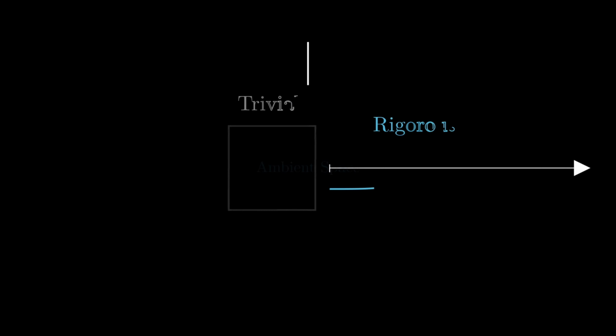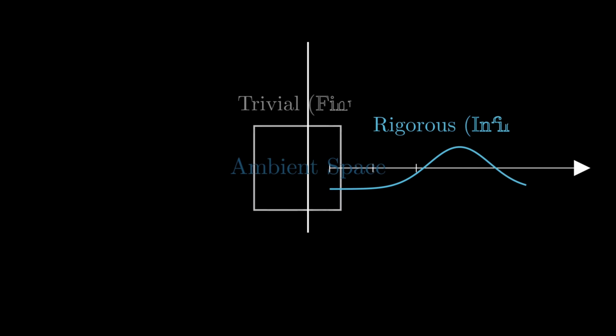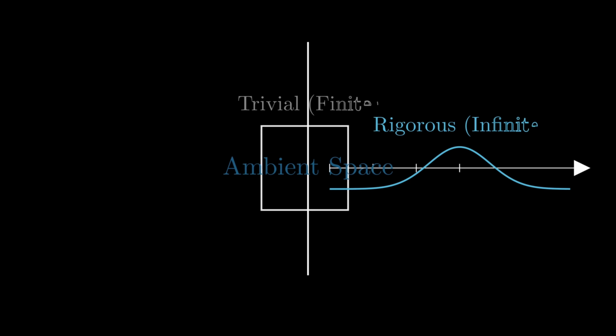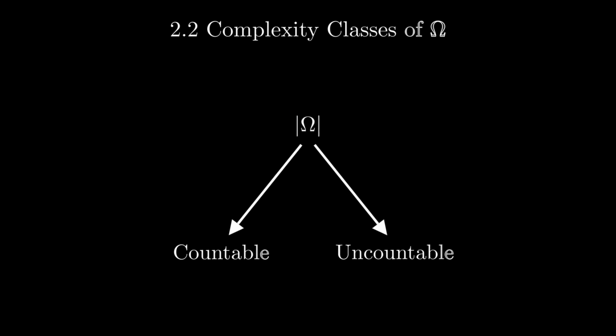While introductory texts often trivialize Ω as a finite list, e.g., outcomes of a die roll, in rigorous analysis, Ω is an object of immense potential complexity. It serves as the ambient space for the theory. 2.2 Complexity classes of Ω. The mathematical treatment of the sample space bifurcates based on its cardinality and structure.